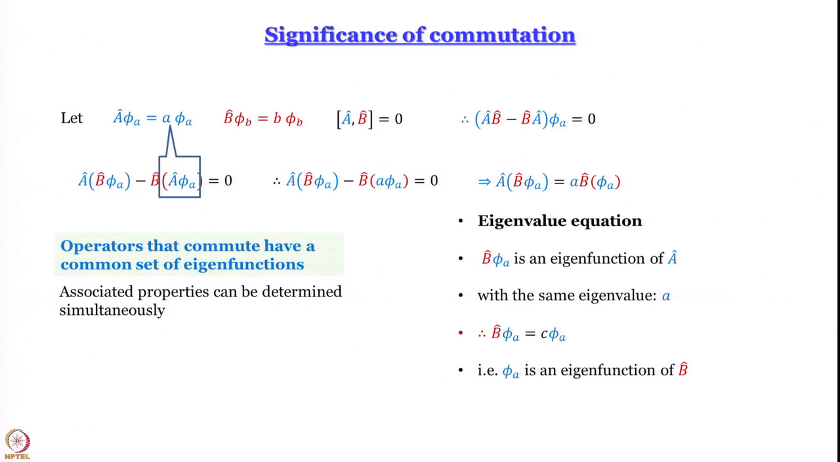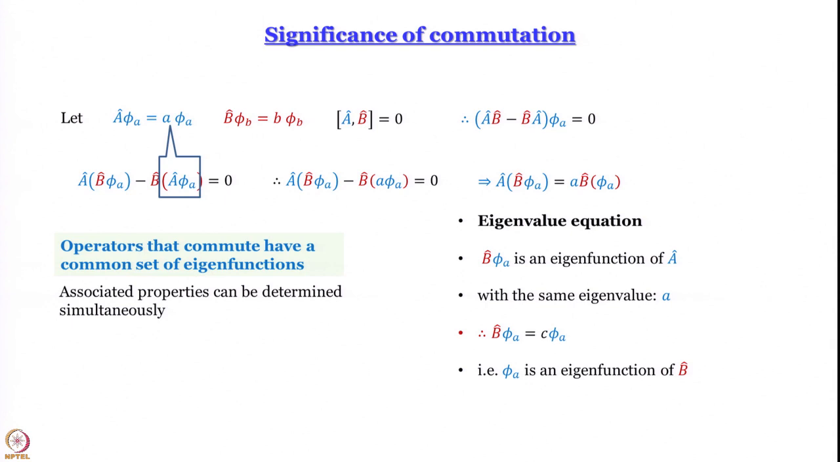What is the meaning of determining simultaneously? That means you should have a well-defined eigenfunction for the A hat operator, and a well-defined eigenfunction of the B hat operator. A hat is associated with some property, B hat is associated with some property. If they have a common set of eigenfunctions, that means these eigenvalues, small a and small b, can be determined precisely at the same time from the same functions.